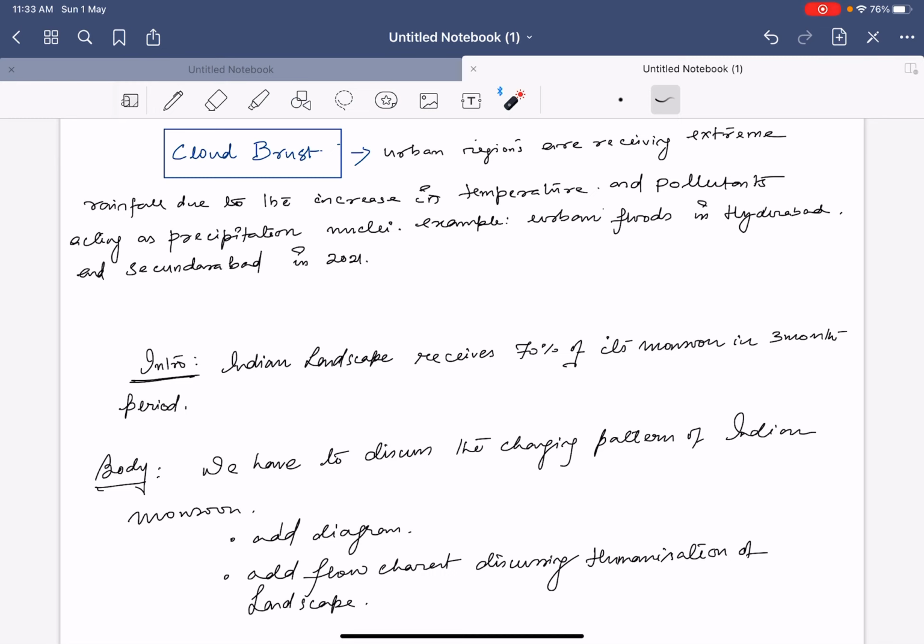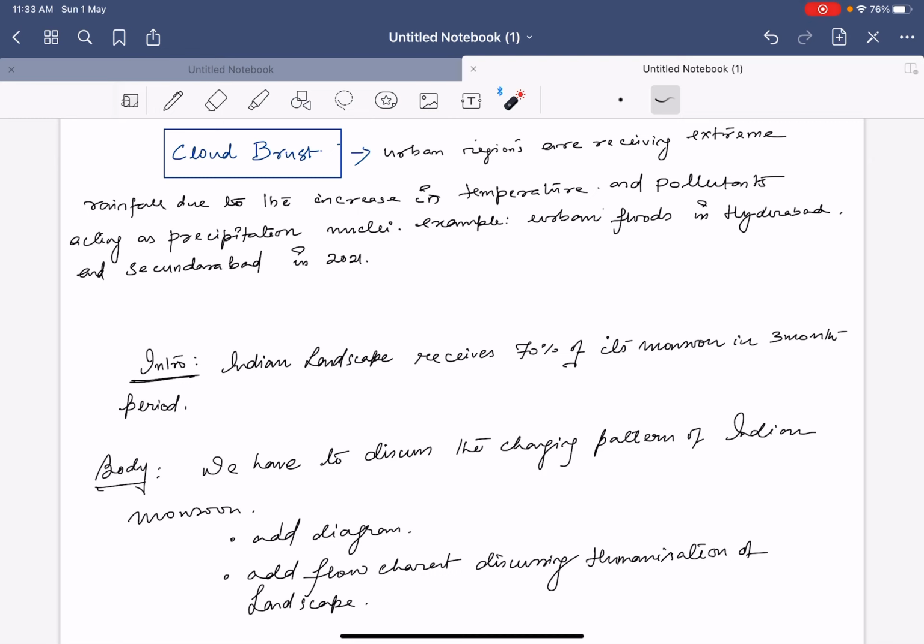Remember this. So this is asking what our thoughts are on that. So our thought is that yes, the humanization of landscape has changed the monsoon. So what exactly are the changes that we are seeing in the Indian monsoon, and what exactly is the humanization of landscape? If we start writing that the humanization of landscape means industrialization, urbanization, this, that, and all.